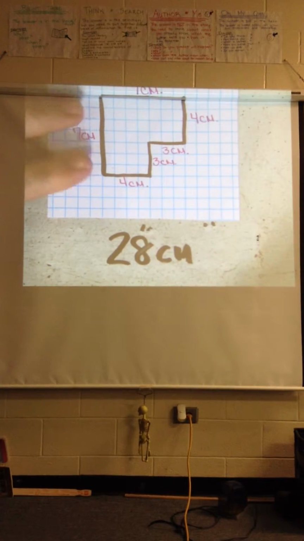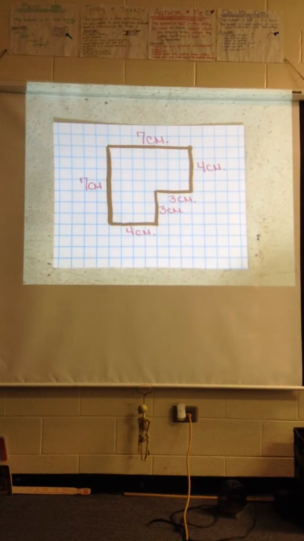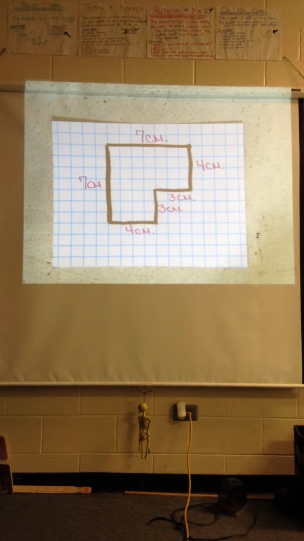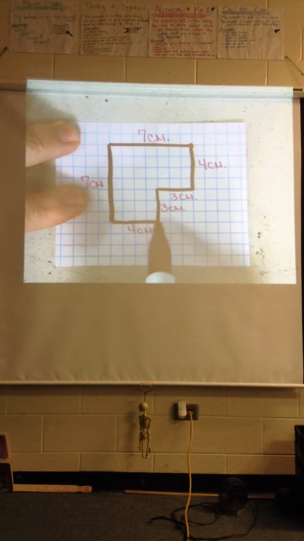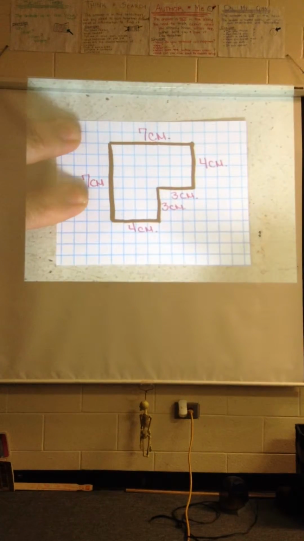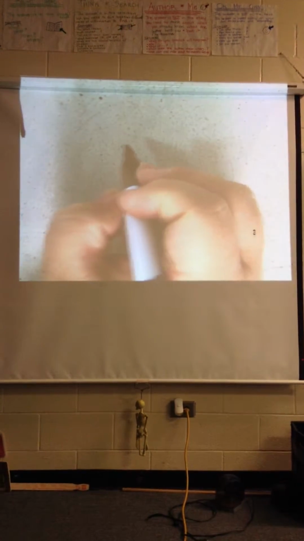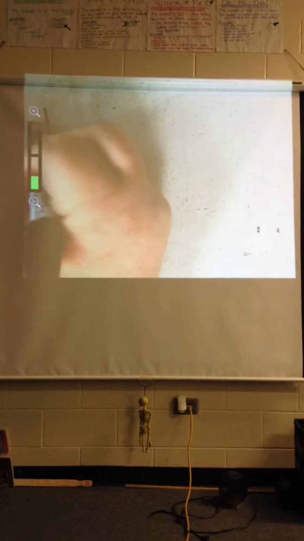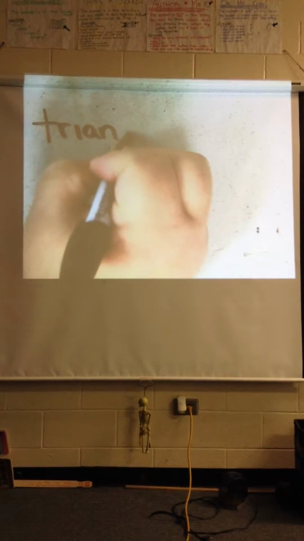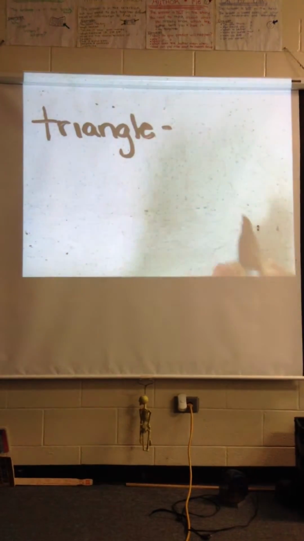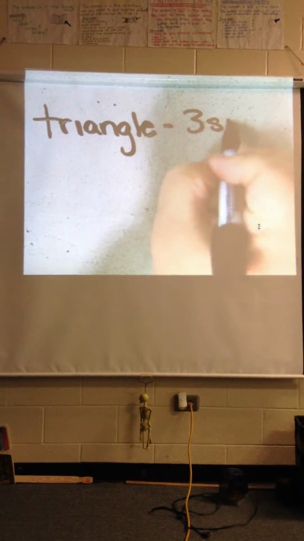So once again, perimeter is adding up all the sides, no matter what shape it is, as long as it is closed and there are no gaps or overlaps. So if we have different shapes, you need to know how many sides you will be adding up. If I have a triangle, it has 3 sides.